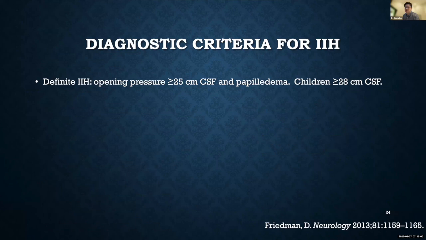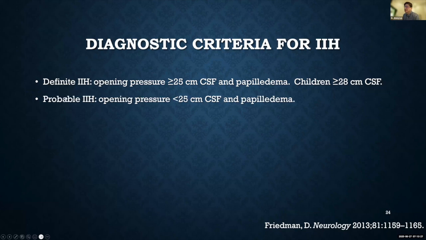Now, in terms of diagnostic criteria for the IIH, this is from Freeman criteria. So they can call it definite intracranial hypertension if the opening pressure is greater than 25 CSF and papilledema coexist. Now, for children, it's a little bit higher because normally children have a little bit higher CSF pressure. So the cutoff is greater than 28.